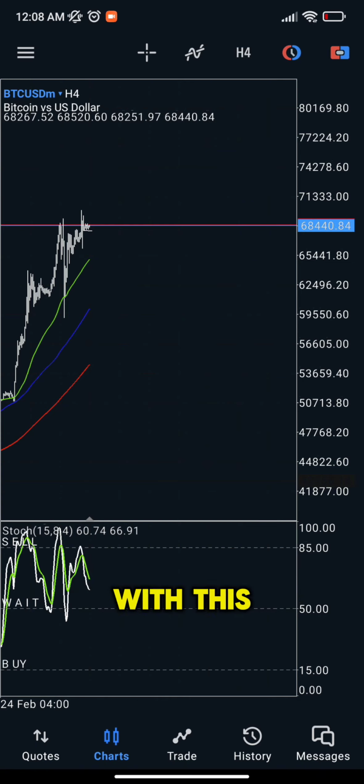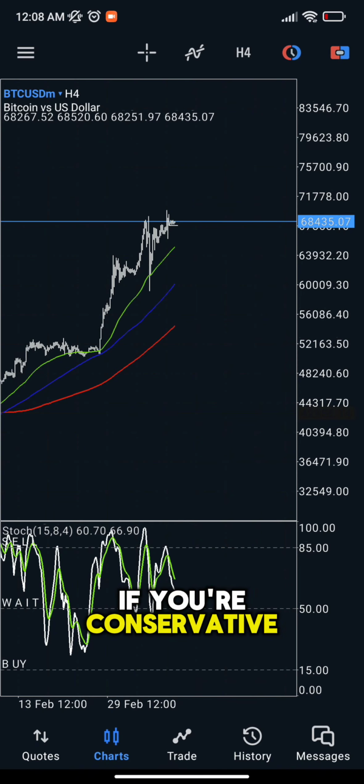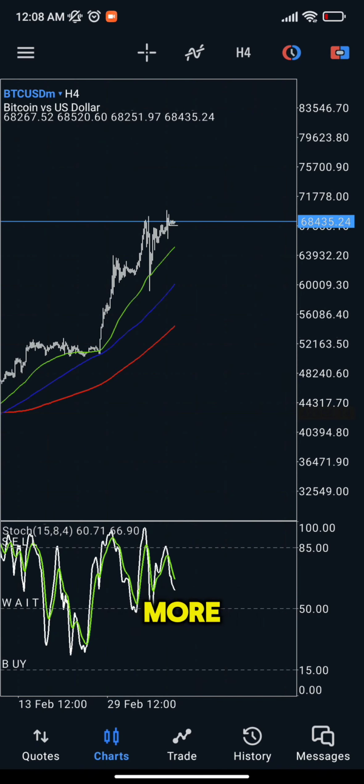Remember that with this strategy, you can make anything from $0 to $50 a day with small lot sizes. If you're conservative and if you're an aggressive trader, you can make even more. But remember to use proper risk management, as this does only depend on you.